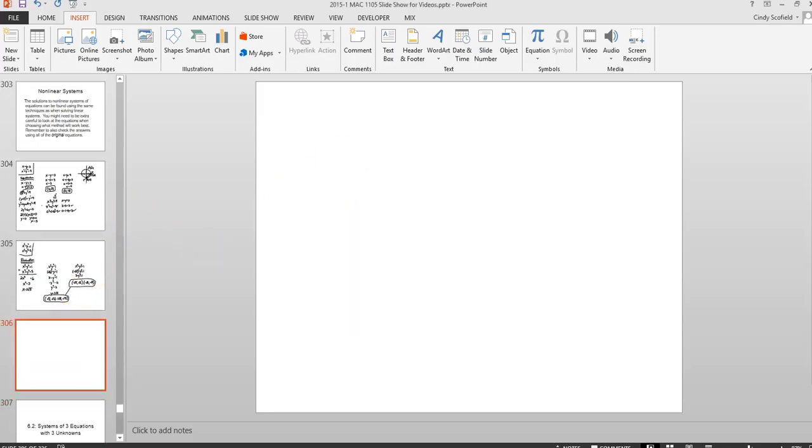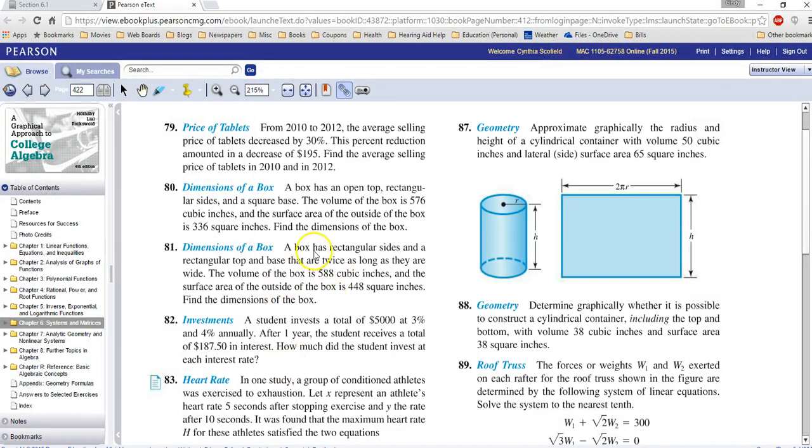All right, I'm going to do one more example with you guys. Your homework involves a couple of word problems. Not very many, but a couple. So I want to do a word problem example with you. And that is on page 422 in your current textbook, number 80.